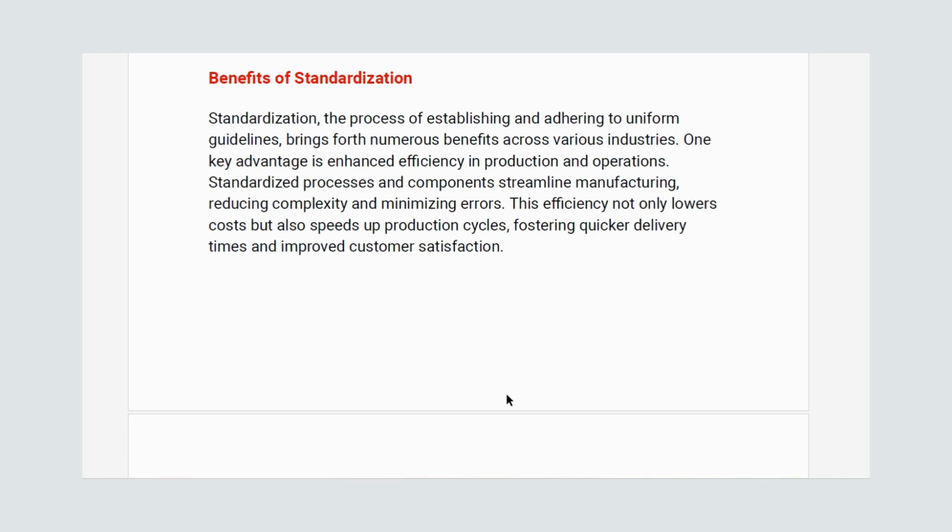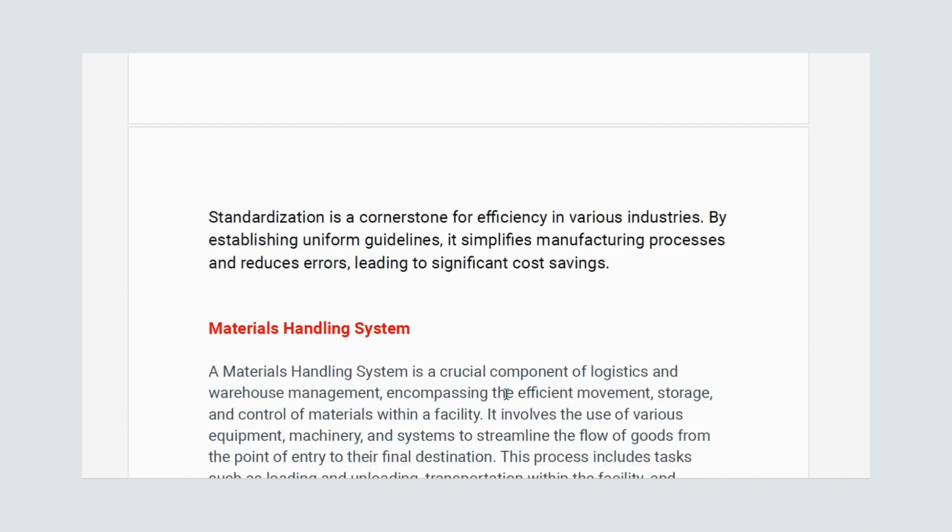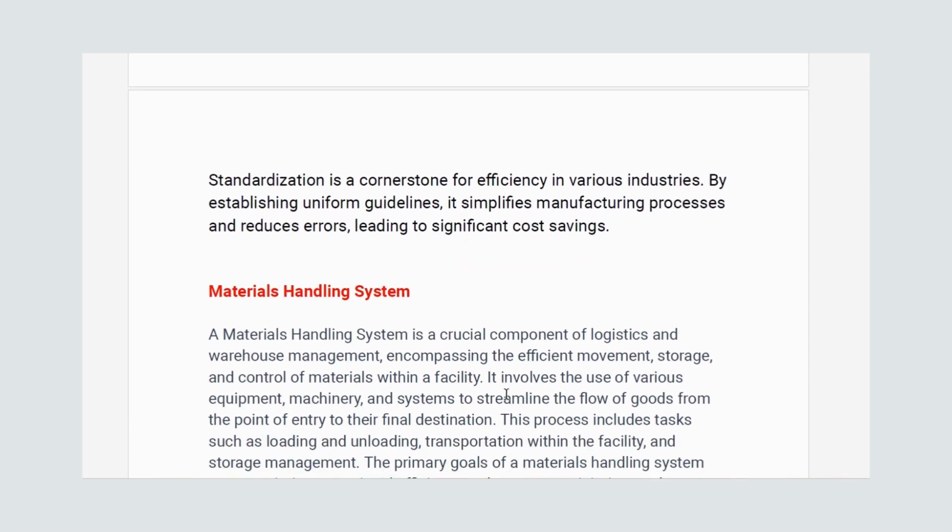So a standardized process includes streamlined manufacturing. We have seen what is a streamlined manufacturing, right? So here the efficiency not only lowers cost but also speeds up the production cycles, fostering quicker delivery times and improved customer satisfaction. So we can say that standardization is a cornerstone for efficiency in various industries by establishing uniform guidelines.